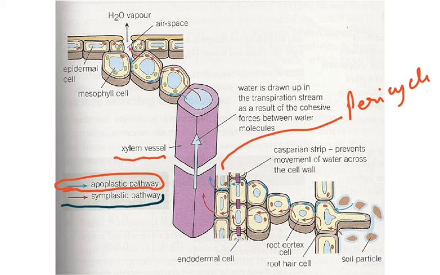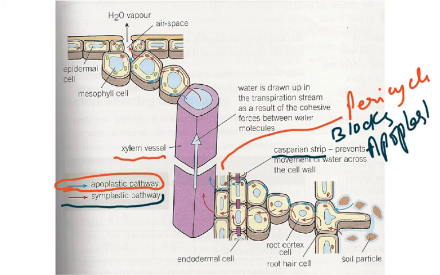But you see here how as soon as it reaches the endodermis, the apoplast pathway is blocked. The Casparian strip blocks the apoplast pathway. So water entering the root hair cell, then going through the cells of the cortex, reaches the endodermis. And as soon as it reaches the endodermis, the apoplast pathway is blocked, but the symplast pathway continues. And then of course it enters the pericycle, and then it enters the xylem.